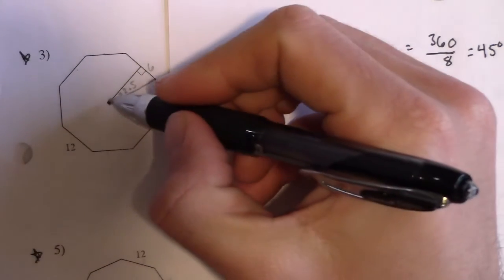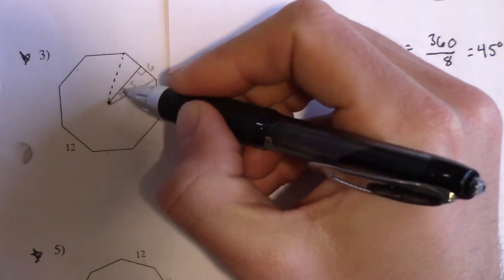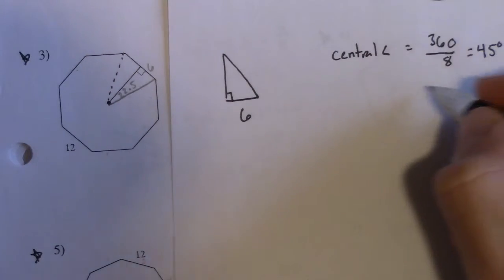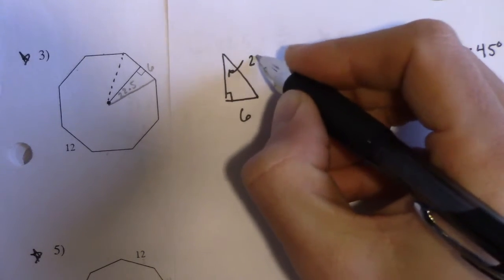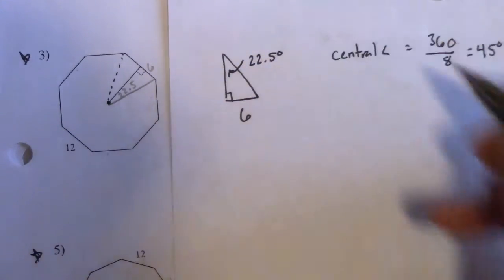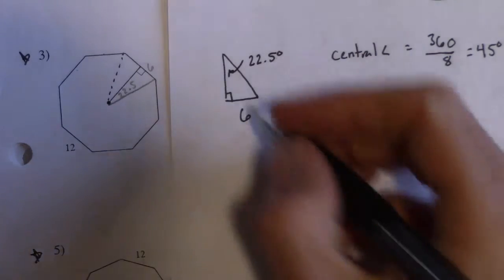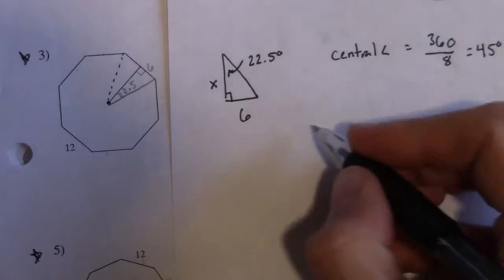But I'm not looking at the whole angle. I'm looking at just a half for the right triangle. So I divide that by 2, and I get that my angle right here is 22.5 degrees. Right? Just by cutting that 45 in half, I get the 22.5 degrees. From there, I need to find my apothem, or that height of my triangle.